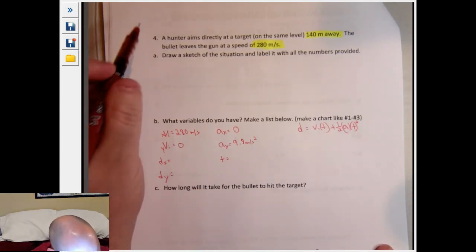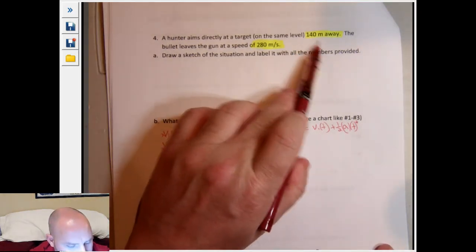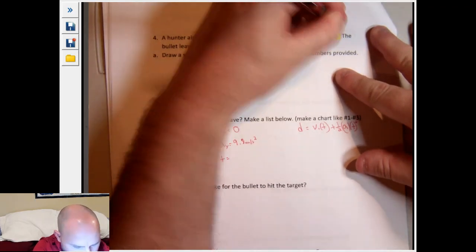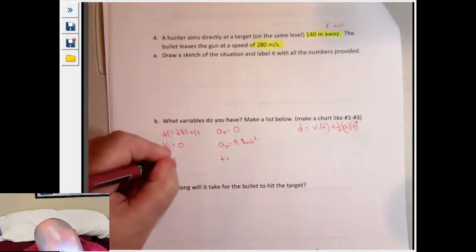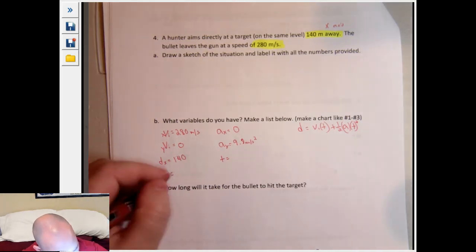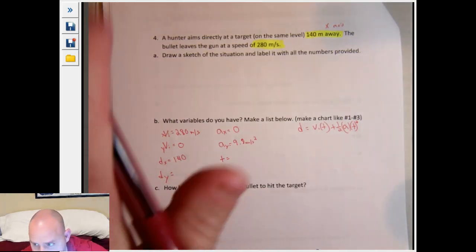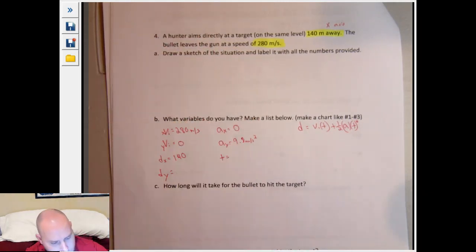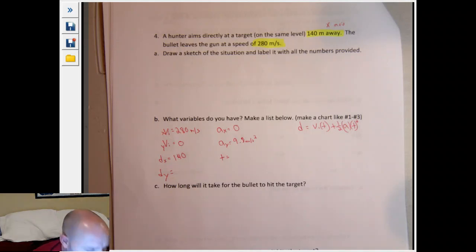So our displacement of x, so away typically means the x-axis. So that's our x, right? So 140 is our x, and our y we don't know because the bullet does drop, right? So you fire a bullet out of a gun, it's going to be dropping just as much as it's going forward, not the same rate, but you know, going forward, right?